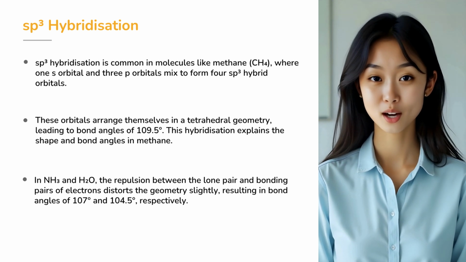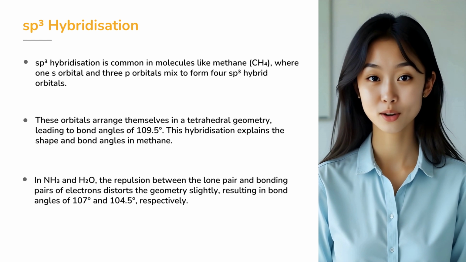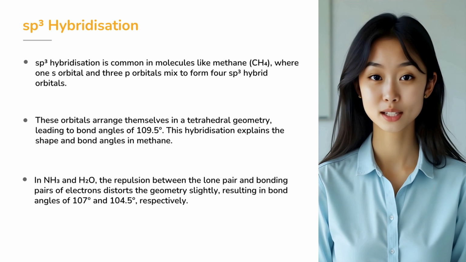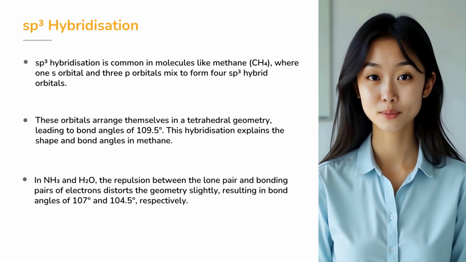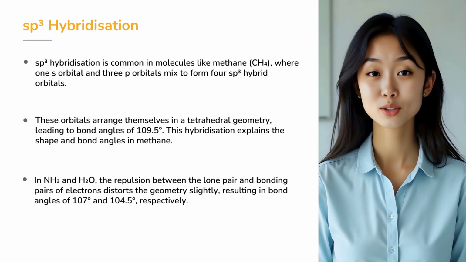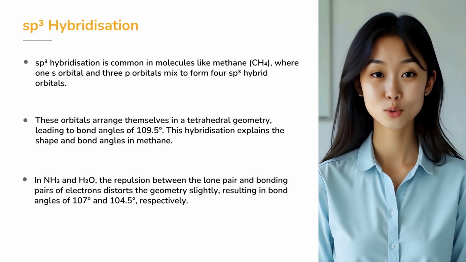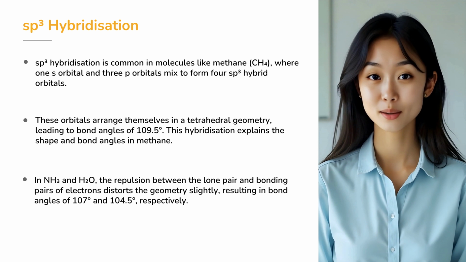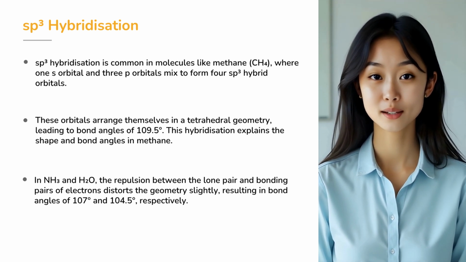Not all bonds are ionic. In some molecules, atoms share electrons rather than transferring them. This is known as covalent bonding. Take the hydrogen molecule as an example. Two hydrogen atoms come together and share a pair of electrons. By doing so, each hydrogen atom completes its outer shell, achieving stability. This kind of bond, where electrons are shared, is the essence of covalent bonding.